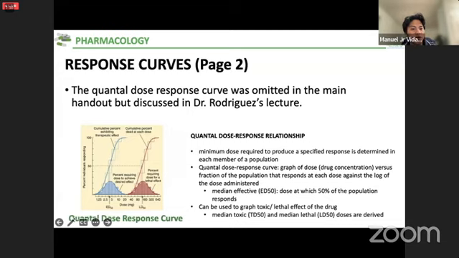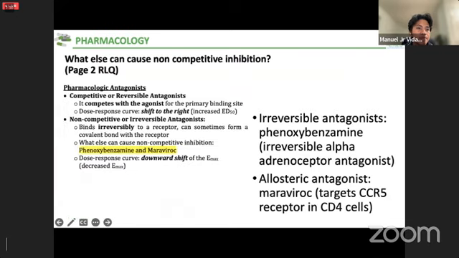And the quantal dose response curve, it's the graph of a dose versus the fraction of the population that responds at each dose. So we can derive the median effective dose from here, ED50, which is the dose at which 50% of the population responds. And this can also be used to graph toxic or lethal effects of the drugs. So we can also derive the median toxic dose and the median lethal dose from this curve. So please screenshot or take down notes from this slide, but we will be reusing them also.